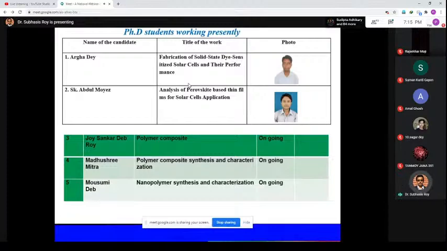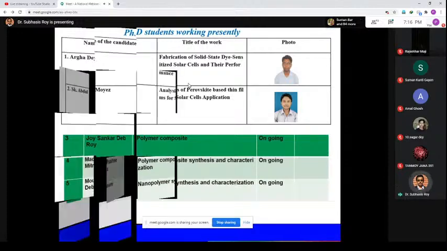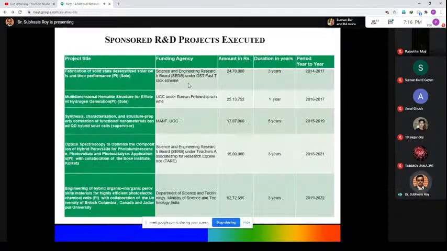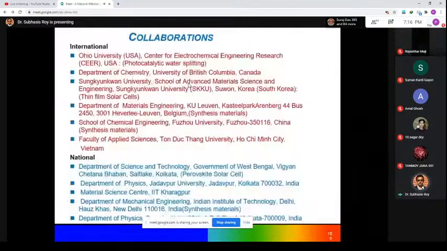So lastly, to conclude, without the help of the PhD students working in our laboratory, the work would not be finished till now. They are working till now. These 4 or 5 PhD students are working at present. And these are the sponsored research projects on which I am working right now as a PI. Five research projects are running at present, and we have national and international collaborations with our laboratory.